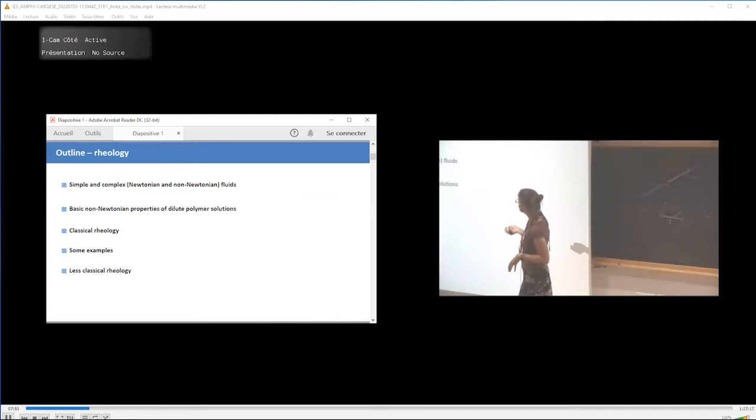To do this, I will first introduce what, from my point of view, is a simple or a complex fluid, which you can also call Newtonian and non-Newtonian, it's equivalent. Then I will introduce the basic non-Newtonian properties of these fluids. I will talk a little bit about classical rheology. I had a very nice introduction this morning already by Vlasis, so I can refer to many things he has said. Then I will cite some examples and end with a little bit of less classical rheology.